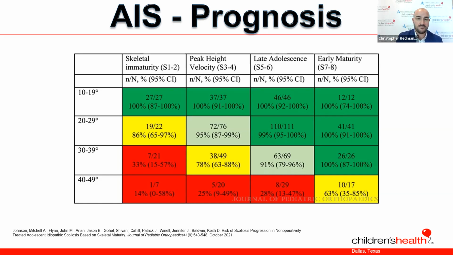So down on the bottom left, you have patients that are very skeletally immature but with large curvatures, and they're demonstrating that red color indicating that they did proceed to surgical intervention. However, if you look at the opposite in the top right, you have people that are almost done with growth and have small curvatures are highly unlikely to ever reach a surgical level or a level that we need to treat.